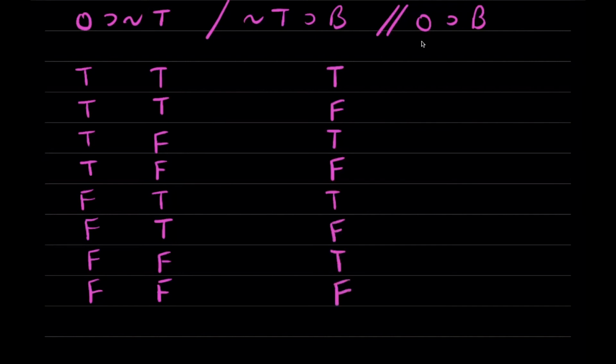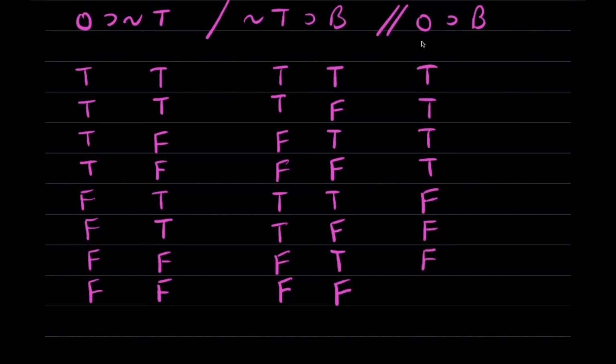And we're going to repeat those columns everywhere else they occur. So here we have another instance of the letter T. So we're going to repeat the T column, 2 trues and 2 falses. Under the next instance of O, we're going to repeat the O column, true, true, true, true, false, false, false, false. Underneath B, we're going to have 1 true and 1 false, same as the previous B column.